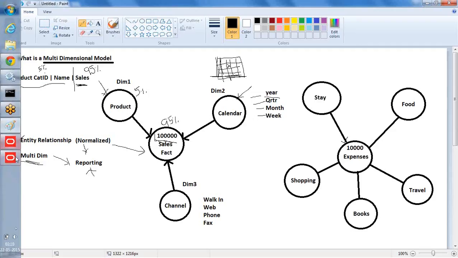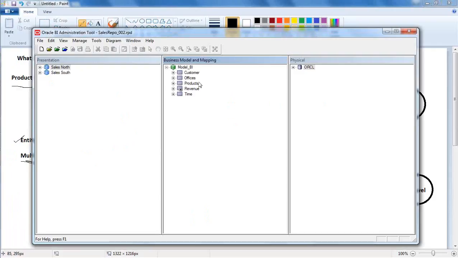That is the reason when I'm creating a model, I'm actually talking about defining my data as facts and dimensions, where in a fact table I would like to keep all the numbers that I would like to analyze. In a dimension table I would like to keep all my descriptions.